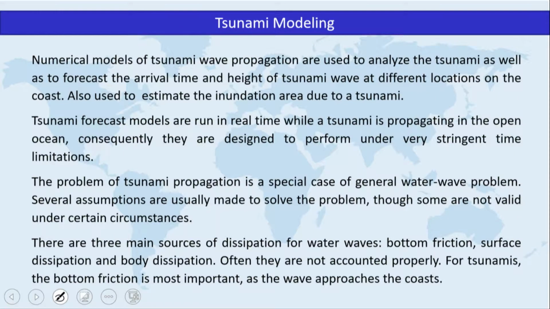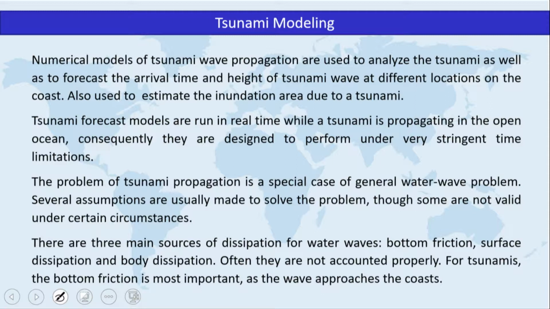In this part 3, we will look at the ideas behind the tsunami models, which are normally used for forecasting the tsunamis. The numerical models of tsunami wave propagation are used to analyze the tsunami as well as to forecast the arrival time and height of tsunami wave at different locations on the coast. So, tsunami forecast models are run in real time while a tsunami is propagating in the ocean.